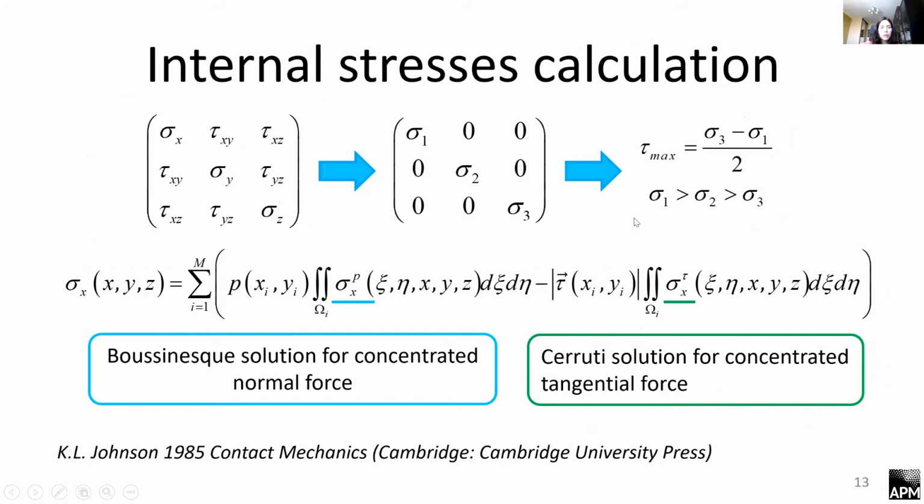Okay, let's turn to another stage. It's stress state calculation of half space. For this, we need to calculate stress tensor components, and then we solve the characteristic equation and determine the principal stresses. And here we can see the relation for calculation of maximum value of shear stresses. Here I add an equation for one of the components of the stress tensor, just to show that for this calculation we used the Boussinesq solution for concentrated normal force and Cerruti solution for concentrated tensile force. All these formulas you can find in the book of Johnson, Contact Mechanics.